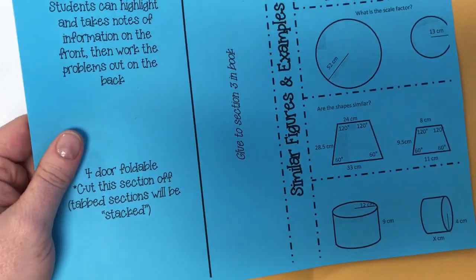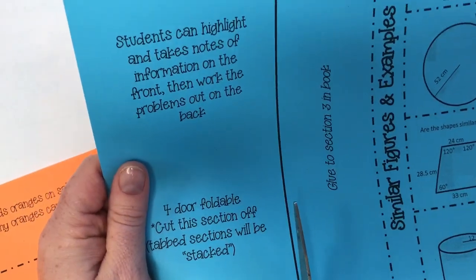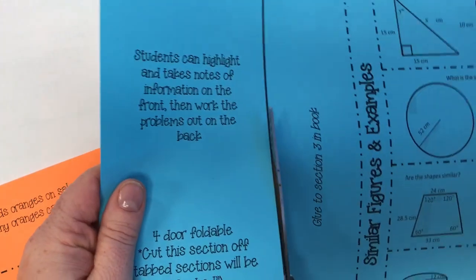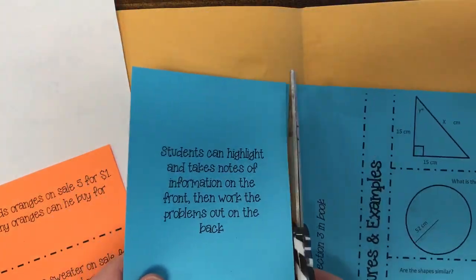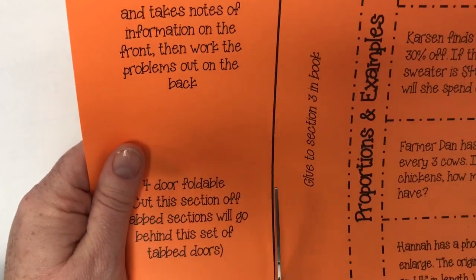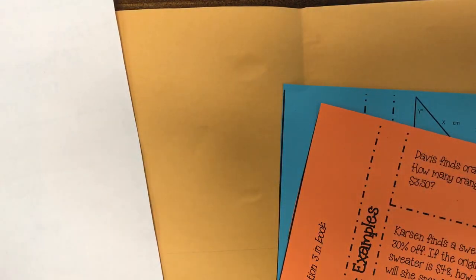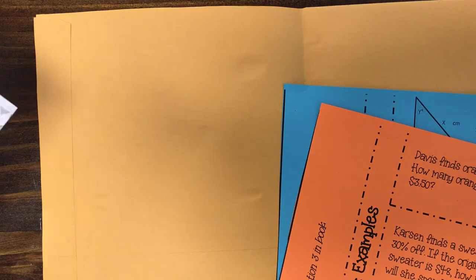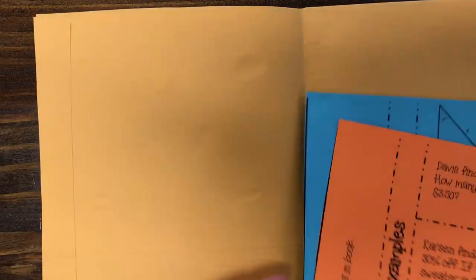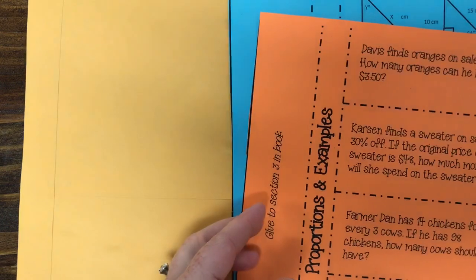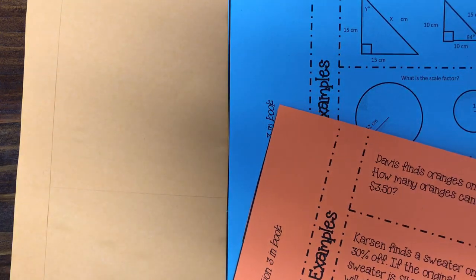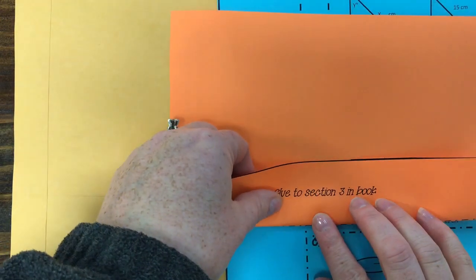So you're gonna need both of these. We're gonna go ahead and cut off this section right here. We don't need it. Same thing on proportions and examples. We're gonna cut off this piece right here, because we don't need it either. And then we're going to fold them on the dotted line. So this first fold is going to take place here.